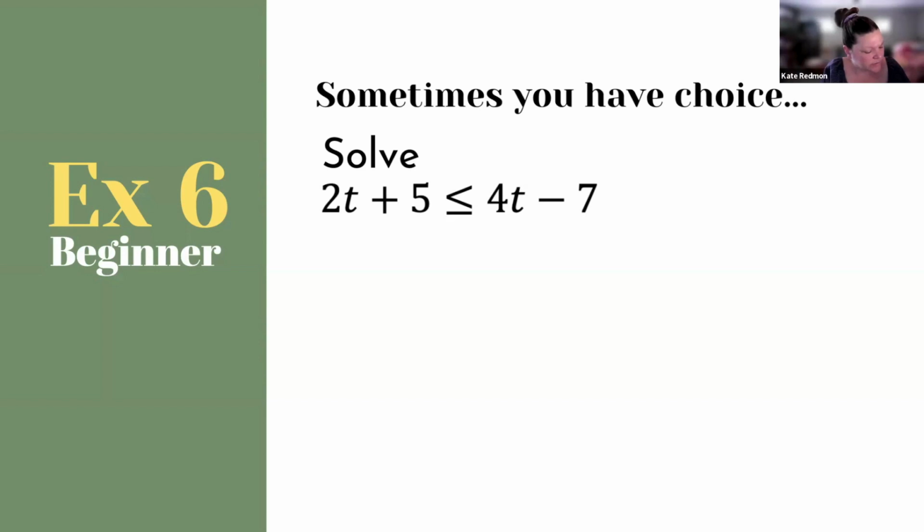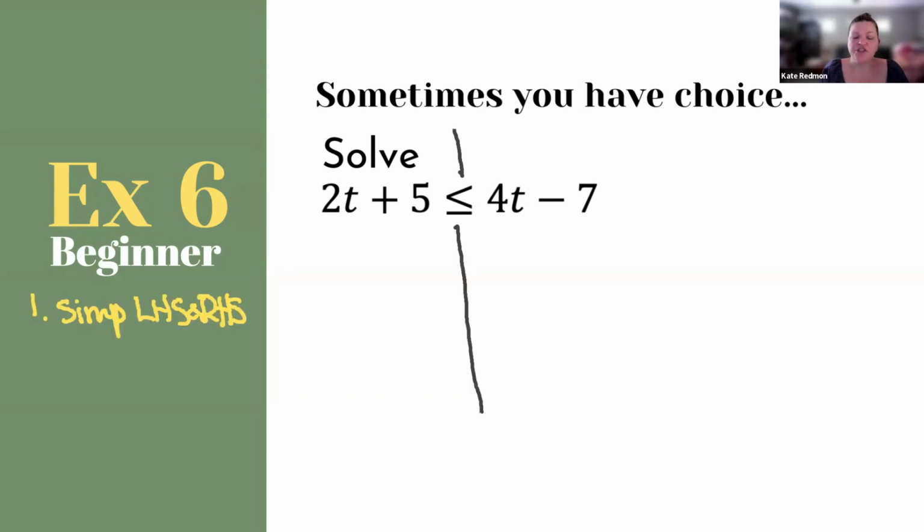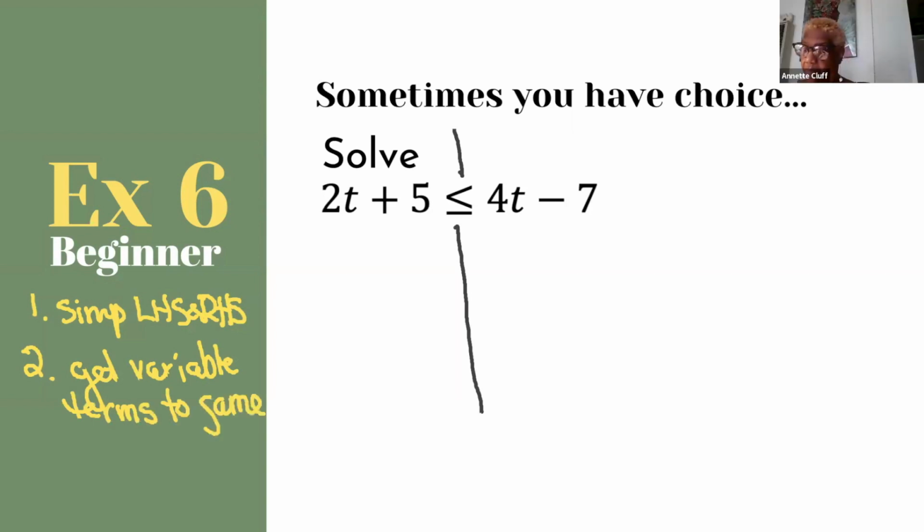Beautiful. So wisdom principle number 1, examine just the left-hand side. Can you make that any simpler? No. Beautiful. Examine just the right-hand side. Can you make that any simpler? No. Beautiful. So it's time to move on to wisdom principle 2. Do you have letters on both sides? Yes. Great.